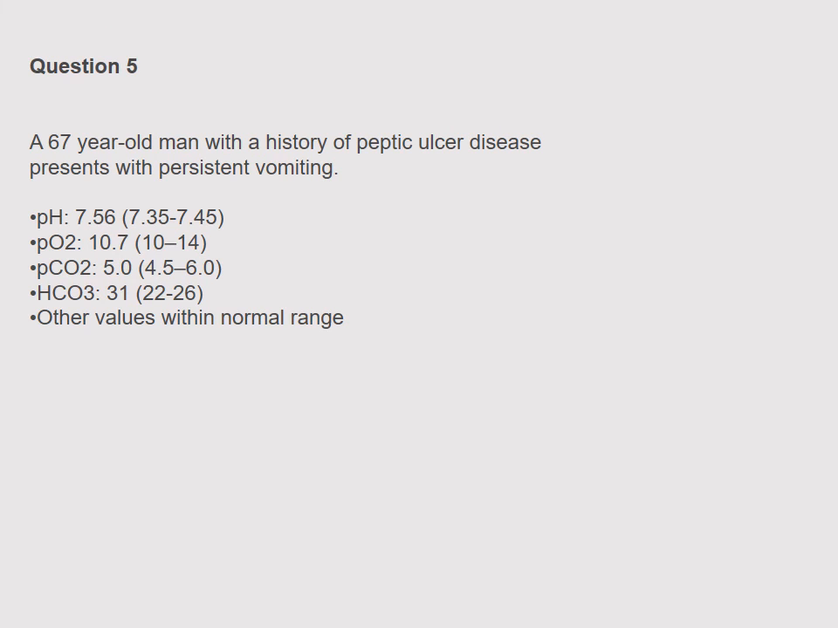Question number 5. A 67-year-old man with a history of peptic ulcer disease presents with persistent vomiting. As the stem is quite obvious, somebody is persistently vomiting. So this is going to be metabolic, because it has nothing to do with respiration. We can see the pH is in the alkalotic range. We look at the PCO2, it is in the normal range. Look at the bicarbs and they are very high.